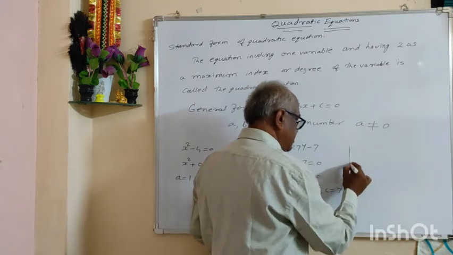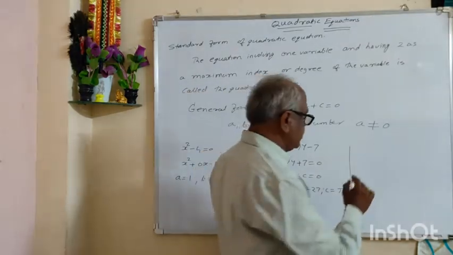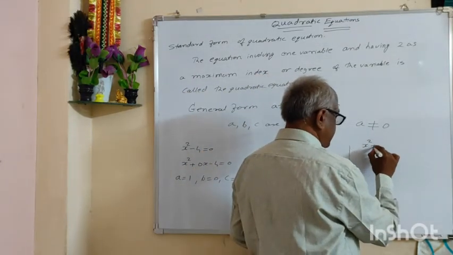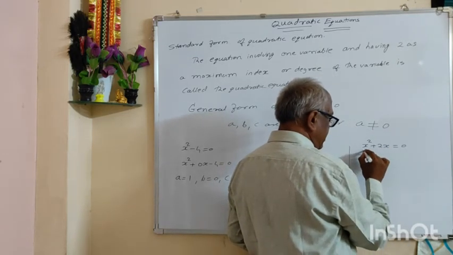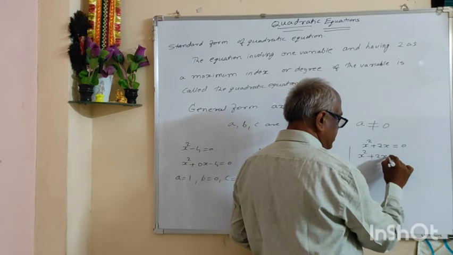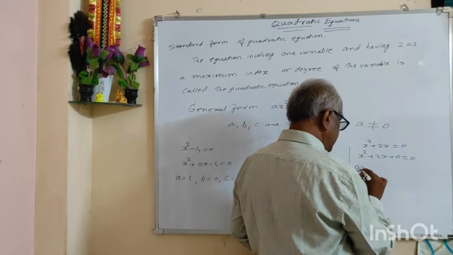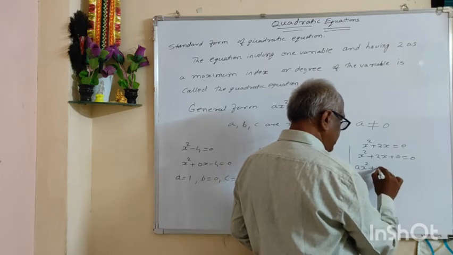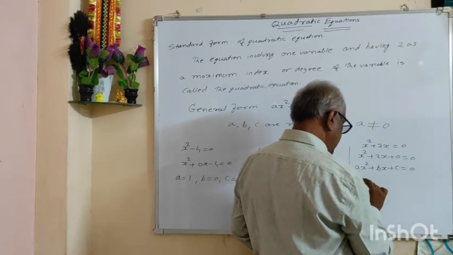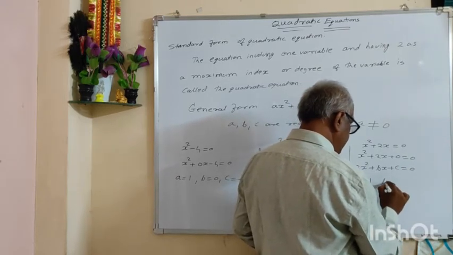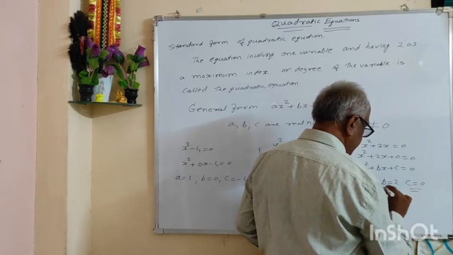And the last example, that is x square plus 2x is equal to 0. Write it in the standard form, x square plus 2x plus 0 is equal to 0. There, compare it with the general form, ax square plus bx plus c is equal to 0, where a is equal to 1, b is equal to 2 and c is equal to 0.